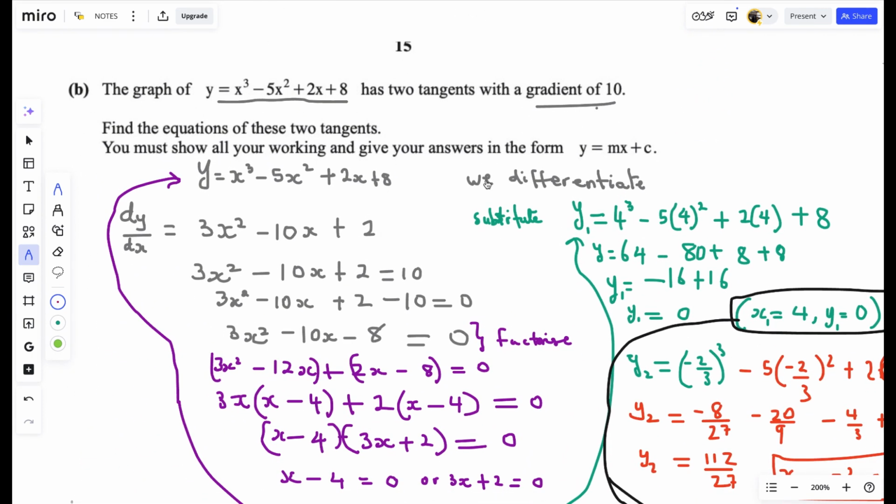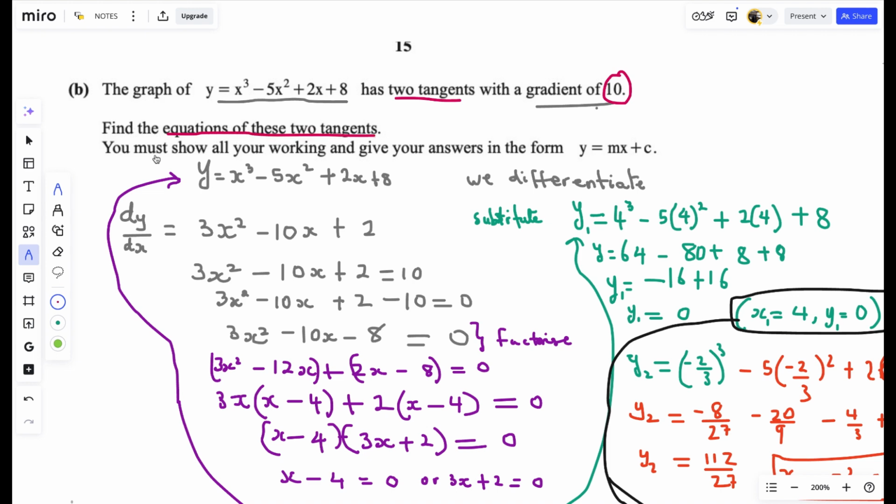The b part of question 8 says that the graph of y equal to x to the power of 3 minus 5x squared plus 2x plus 8 has 2 tangents with a gradient of 10. So they've given us the gradient, they say the gradient is 10. We are to find the equations of these 2 tangents. We're going to find 2 equations.